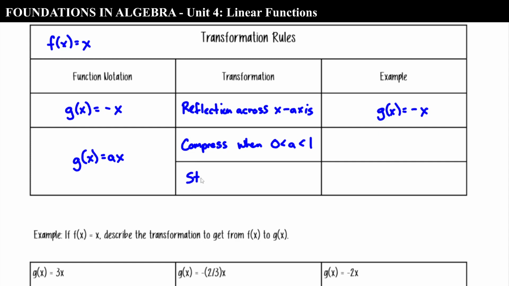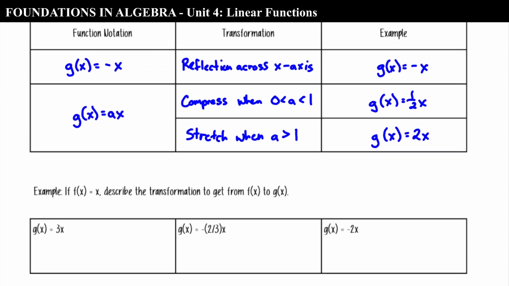Now, stretching occurs when your value for a is greater than 1. So if you have a slope of 2 or 3 or 4 or even 5 halves, that's greater than 1, so you have a stretch. So an example of what a compression looks like, you would have a compression of 1/2 if your slope is 1/2. You would have a stretch of 2 if your slope is 2.